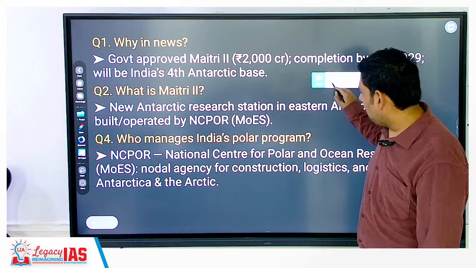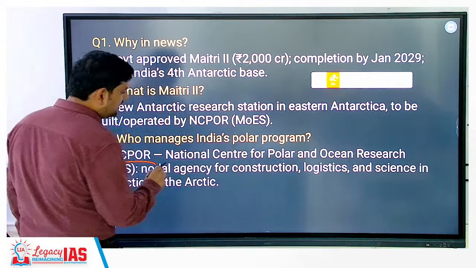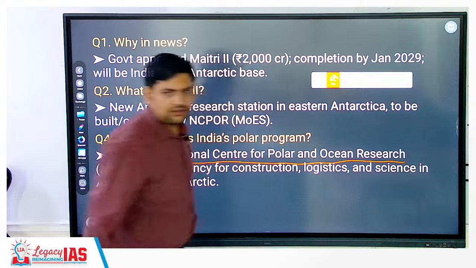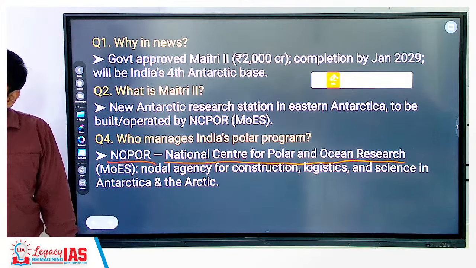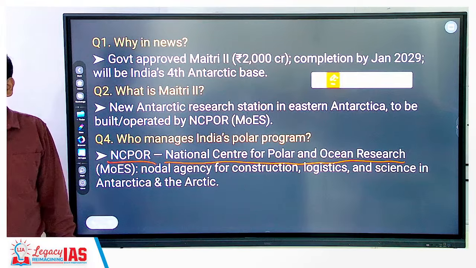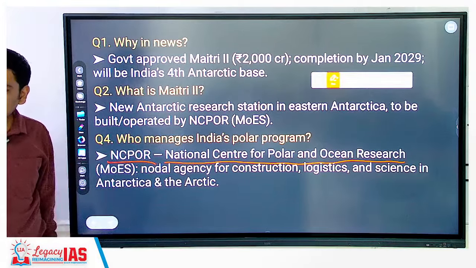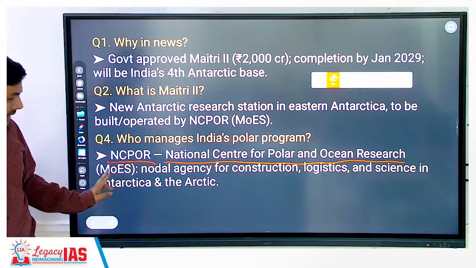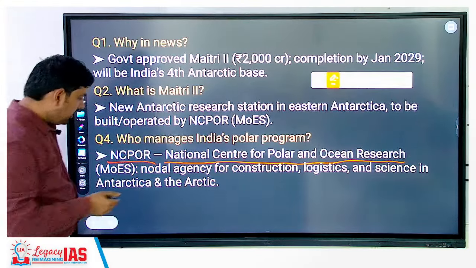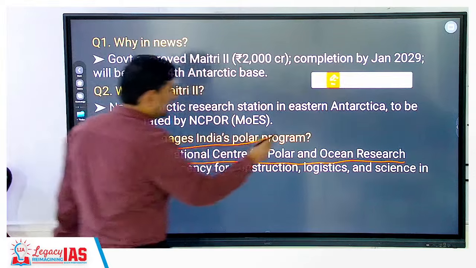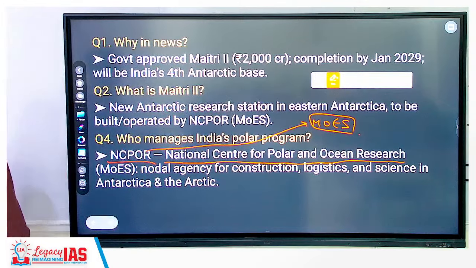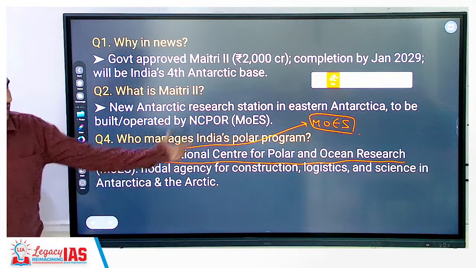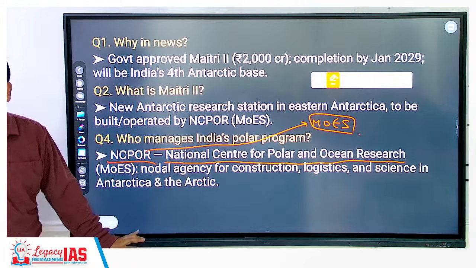Yeah, they are all managed by NCPOR, that is National Center for Polar and Ocean Research. This name also you can remember. NCPOR manages all these stations, all the 4 stations, one decommissioned and one has to come. So 2 stations right now in Antarctica and one in the Arctic, that is Himadri, are managed by NCPOR. NCPOR is the nodal agency, and it comes under the Ministry of Earth Sciences. That's it. This is what you have to remember in this topic. Names, where are they, and who is regulating it.